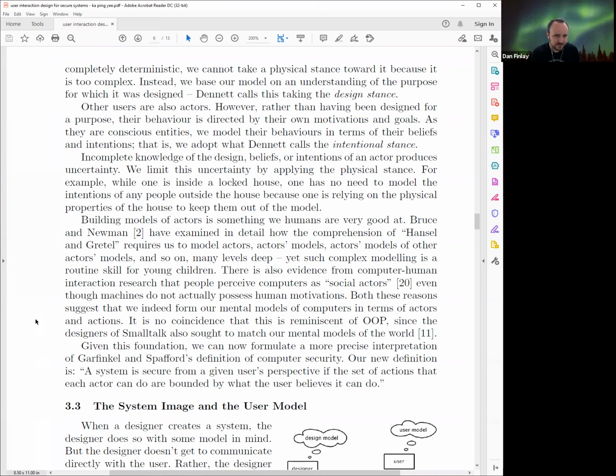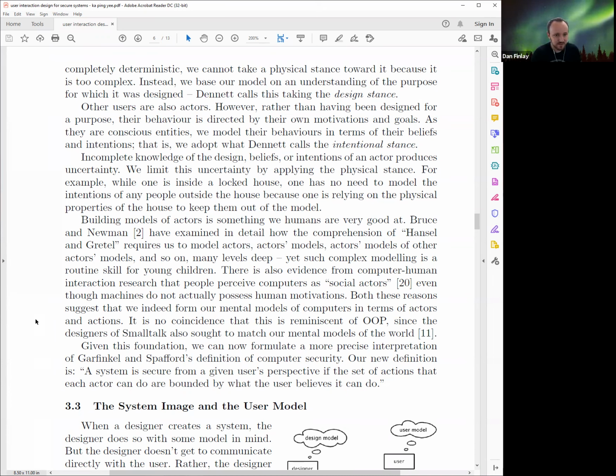Other users are also actors. However, rather than having been designed for a purpose, their behavior is directed by their own motivations and goals. As they're conscious entities, we model their behaviors in terms of their beliefs and intentions. That is, we adopt what Dennett calls the intentional stance. Incomplete knowledge of the design, beliefs, or intentions of an actor produces uncertainty. We limit this uncertainty by applying the physical stance. For example, when one is inside a locked house, one has no need to model the intentions of any people outside the house because one is relying on the physical properties of the house to keep them out of the model.